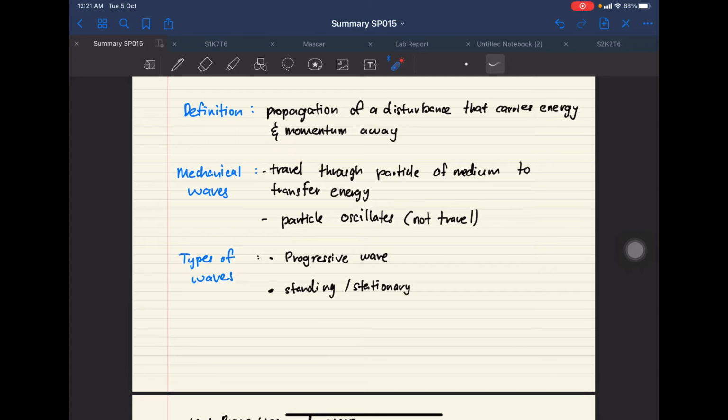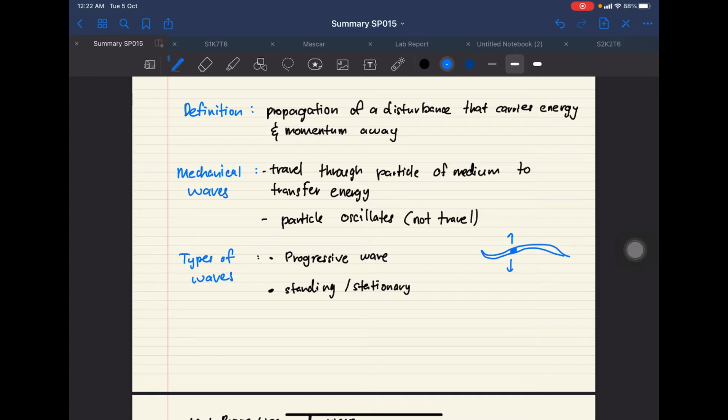Okay, for mechanical waves, it travels through particles of a medium to transfer energy, and most importantly, the particle itself does not travel, but the particle oscillates. Example, if I have a rope, and maybe this is my particle, the particle doesn't actually travel from left to right, but it just vibrates in the y component.